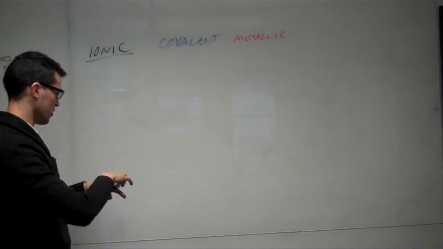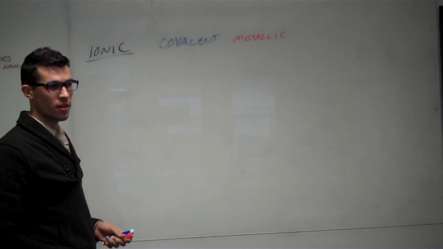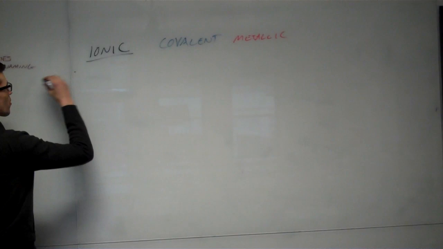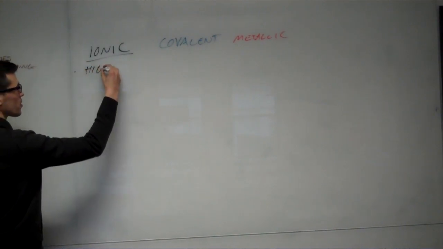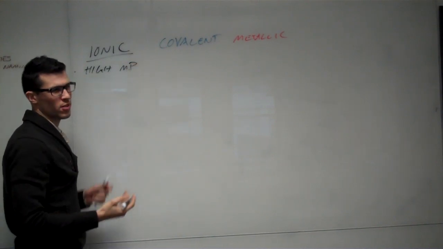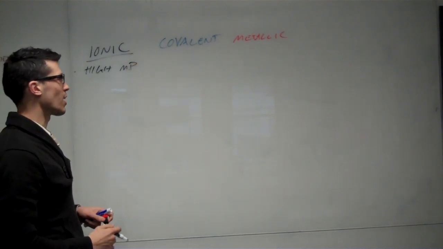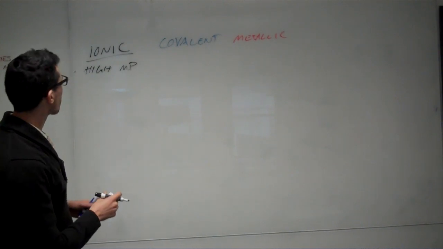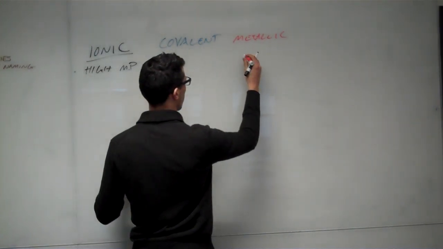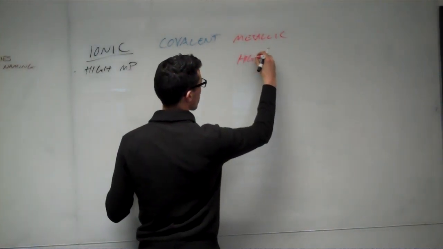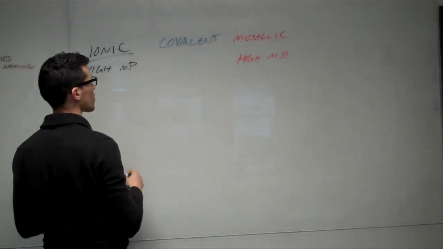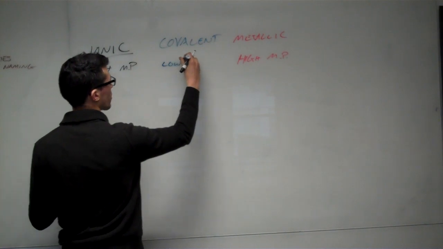Alright. So we can talk about different properties with each one of these, like melting point, boiling point, that sort of thing. Let's just use melting point for now, because they're basically the same thing, it's just that boiling is a little bit higher than melting. So, high melting point for ionic. For metallic, it's also going to be a high melting point. But covalent is a different one right here. It's going to be a low melting point relative to those.